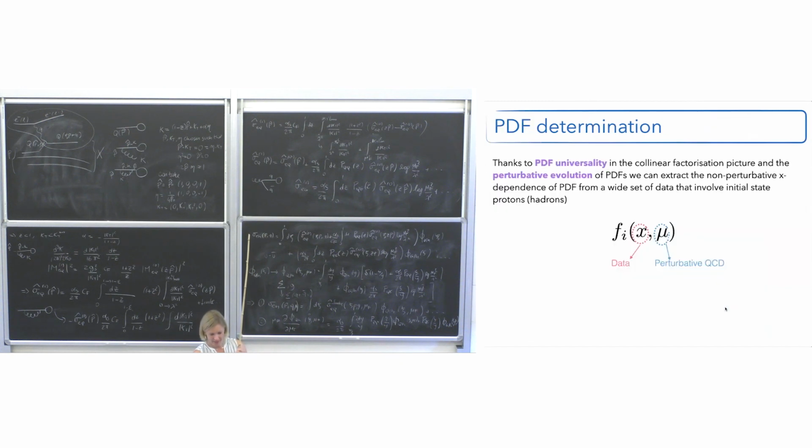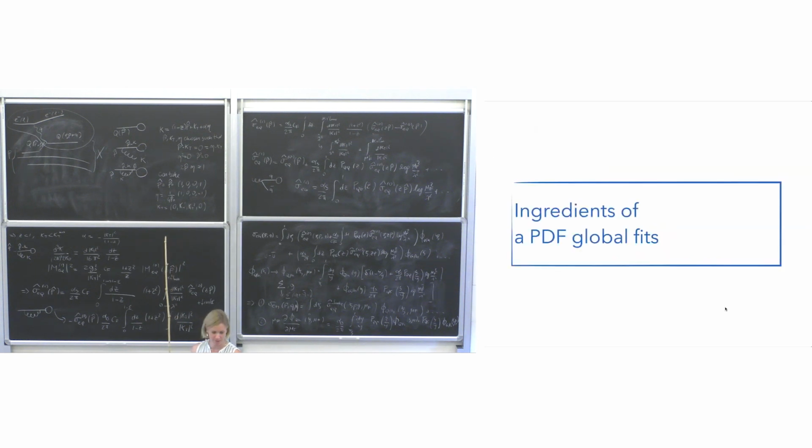Okay. Very good. So I'm just repeating what I said. Thanks to the PDF universality and the perturbative evolution, we can extract the non-perturbative x dependence from a wide set of data that involve initial state protons, okay? Clearly in the future, people might be able to extract them from lattice. At that point, we should do something else. In a sense, at that point, probably this is not needed anymore, but it still would add information. But at the moment, all the information we have on PDFs do rely on these global fits of observables, okay?